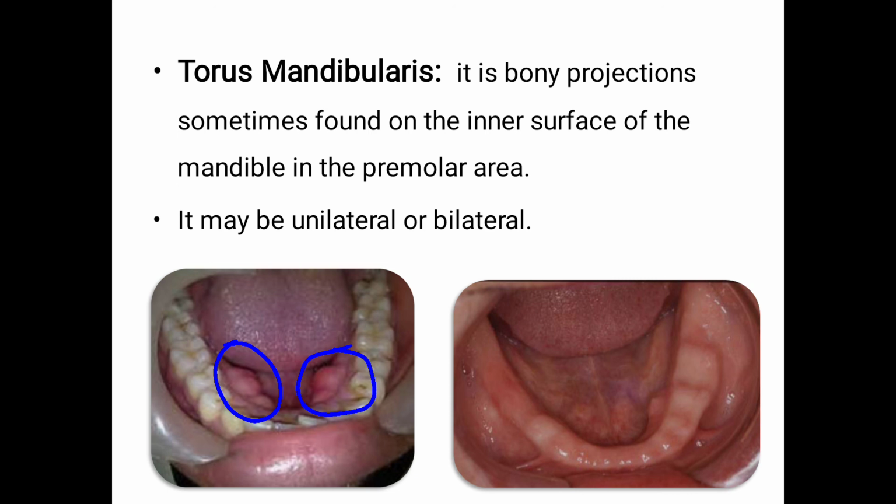ليه ما بنعمل ريليف هنا؟ لأنه أقل مشكلة في الريليف هتعمل بين في التورس بالاتينس، لأنه السوفت تيشو في التورس mandibularis. Torus mandibularis السوفت تيشو cover التورس mandibularis is thin, so any pressure on this thin tissue will cause pain to the patient, so we prefer to treat it surgically.